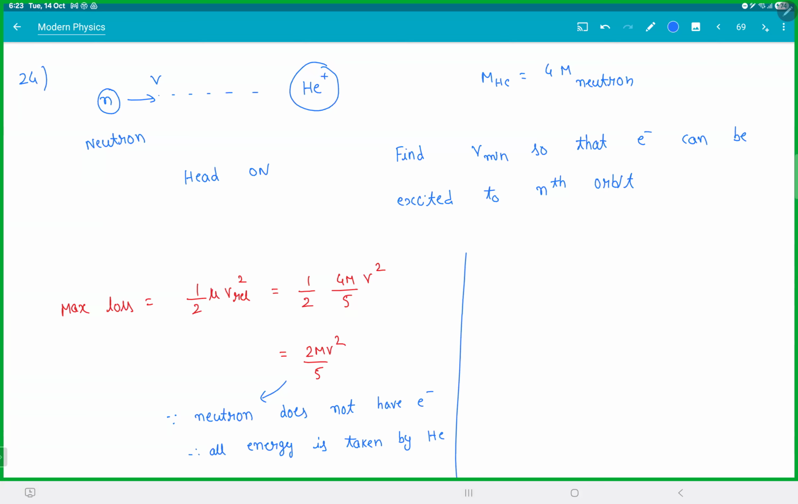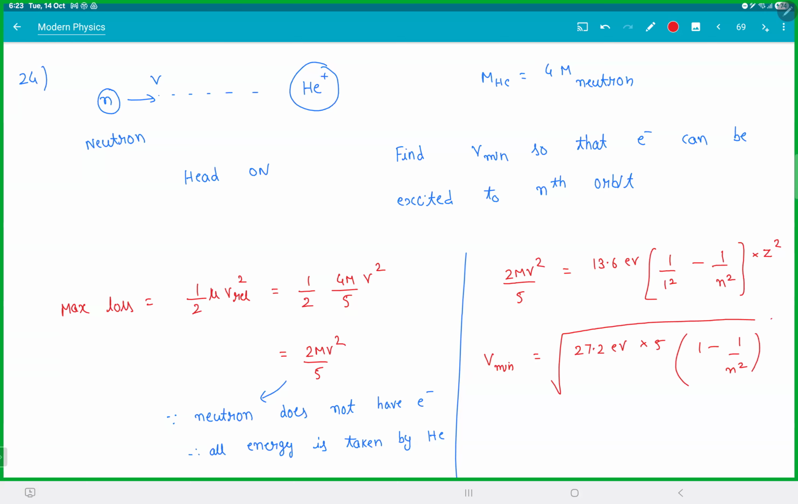Then you're done basically. So this maximum energy, which is 2mv square by 5, must be used for exciting an electron. That will be 13.6 eV into 1 by 1 square minus 1 by n square into z square. Z is 2 here. So this will be your minimum speed required for the nth orbit. That will be the square root of 27.2 eV into 5 by 2m times 1 minus 1 by n square. This is your minimum speed for an nth orbit.